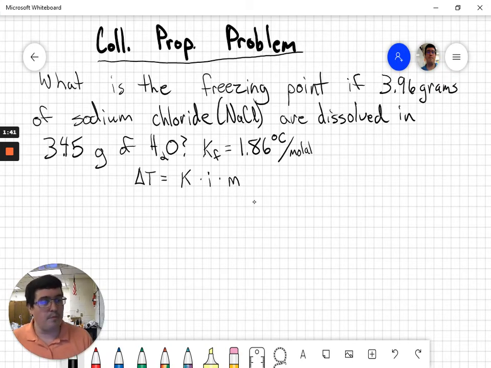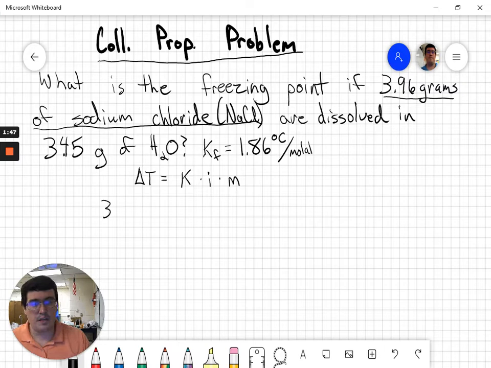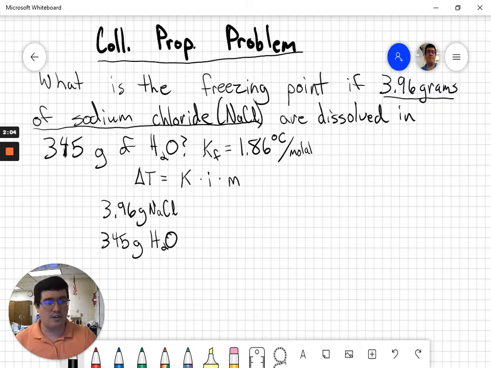We're going to read the problem. We're going to see we have 3.96 grams of sodium chloride. So I'm going to write that down here, 3.96 grams of sodium chloride. And we have 345 grams of H2O. That doesn't really match any of the things that we've written down so far. That's not delta T, that's not K, that's not I, that's not M, that's not molality. But we'll get to that.